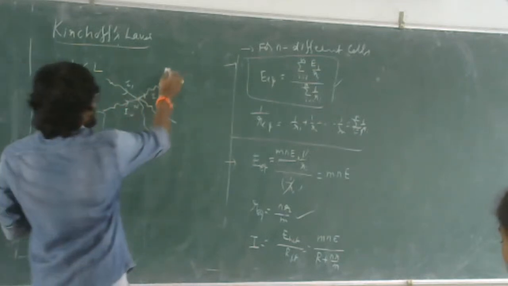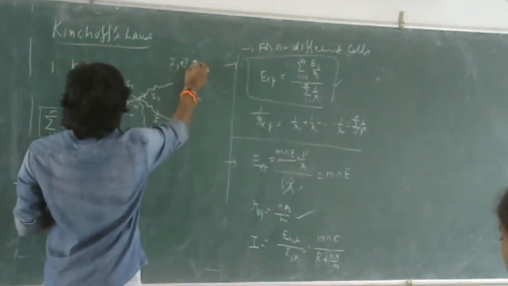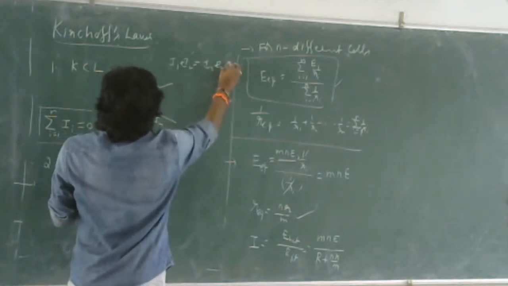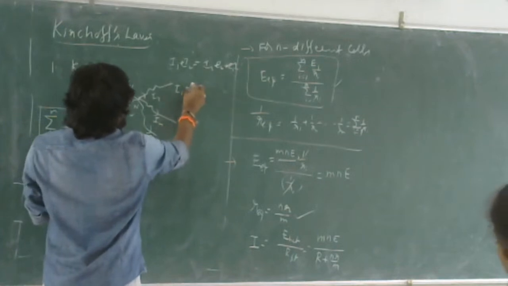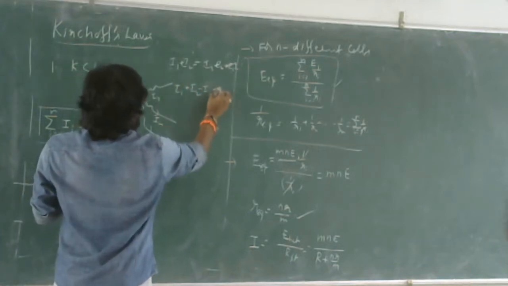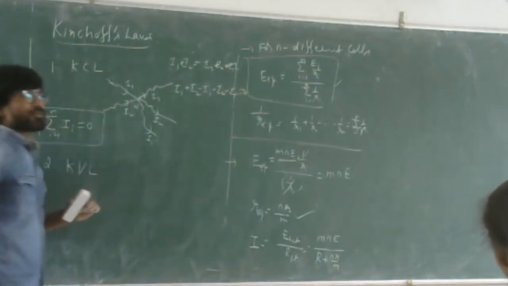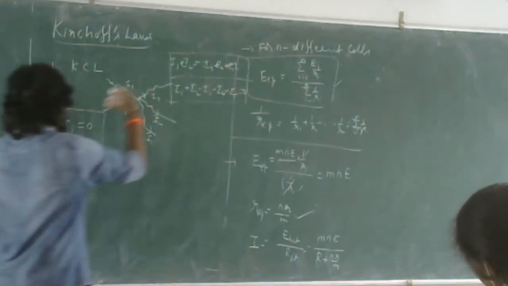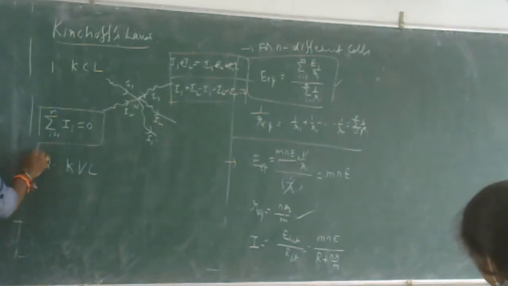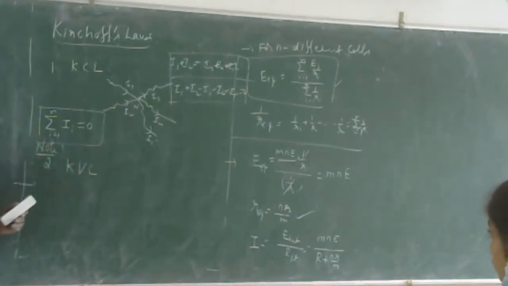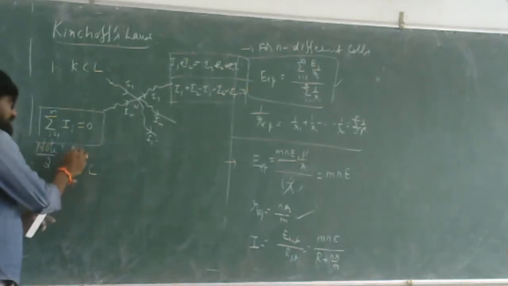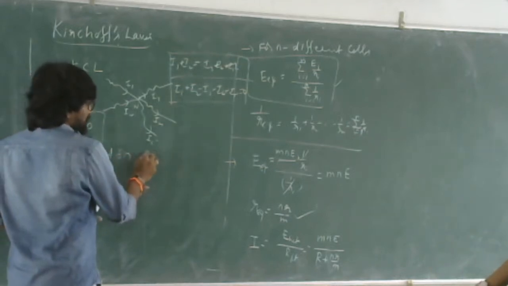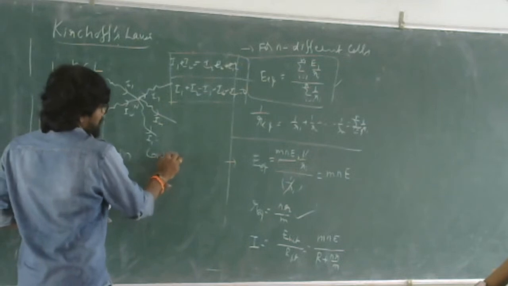Mathematically you can also express this as I1 plus I2, the sum of the currents approaching, is equal to the sum of the currents leaving, that is I3 plus I4 plus I5. Or you can write I1 plus I2 minus I3 minus I4 minus I5 equal to 0. Either way it is similar. Both can be called mathematical expressions for Kirchoff's current law. And here you have to remember that this is a consequence of, or based on, the law of conservation of charge.